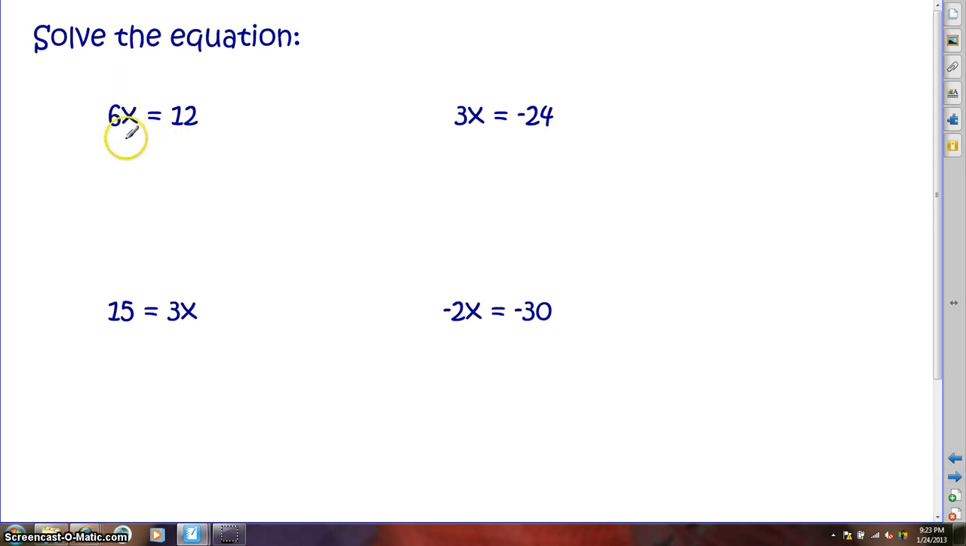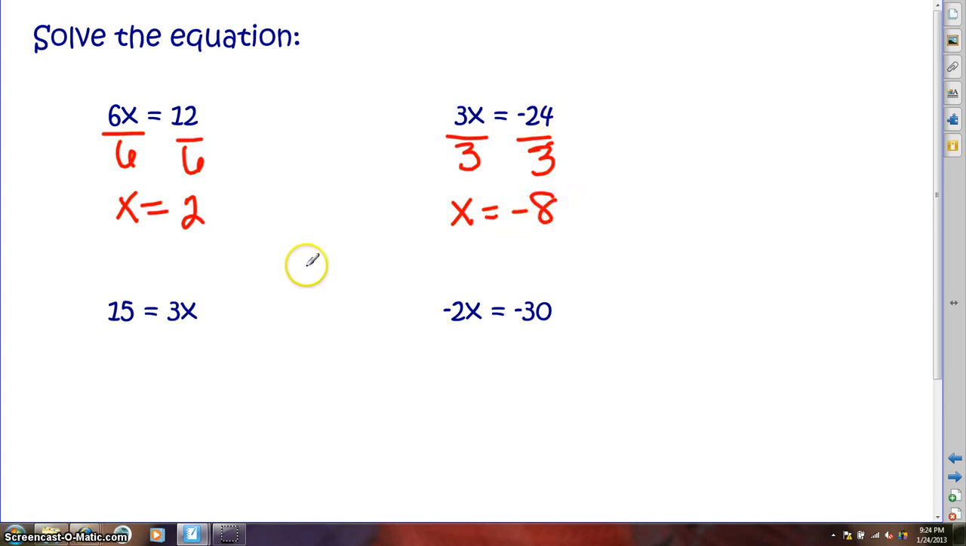Let's try a few more. 6 times x equals 12. So to solve, we divide both sides by 6. We have to show the division, and we have to show both 6's. So we get x equals 2. 3x equals -24, means 3 times x. So we divide both sides by +3. So x equals a negative divided by a positive makes a -8.